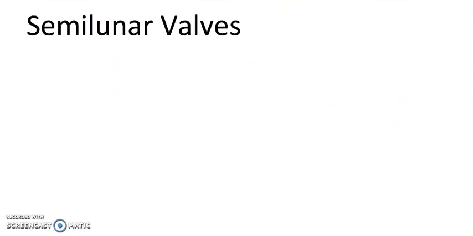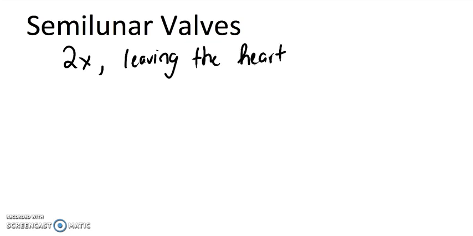The third type are the semilunar valves, and this occurs twice. You have 2 of these, and this is when you are leaving the heart. Remember, there were 2 times in the circulatory system we leave the heart. The first time occurred on the right side of circulation. We have the right atrium, here's my anterior chamber, and blood goes below to the right ventricle.